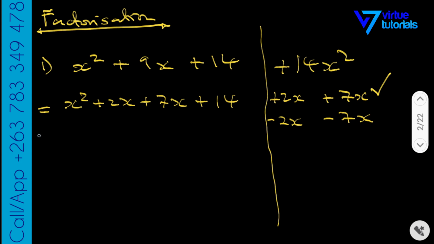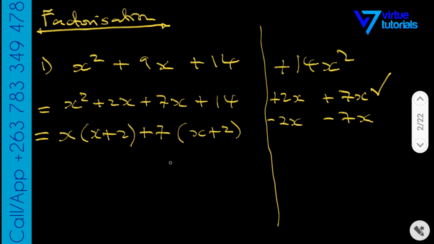From here, I simply factorize in pairs, right? I look at the first two terms here. I can factor out an x there. I'll be left with x plus 2. And then if I look at these two terms here, plus 7x and plus 14, I can factor out a plus 7, and then in brackets, I'm left with x plus 2.